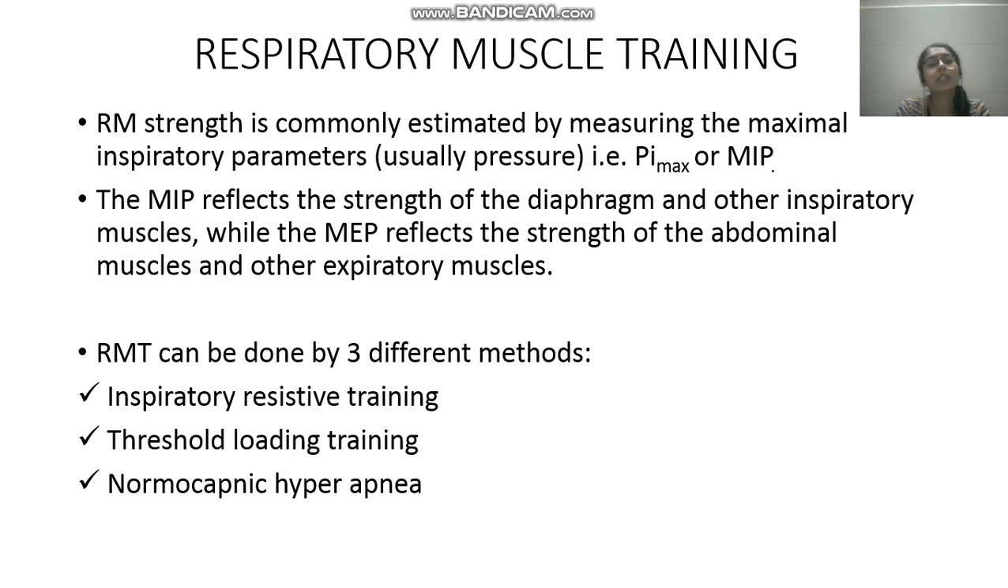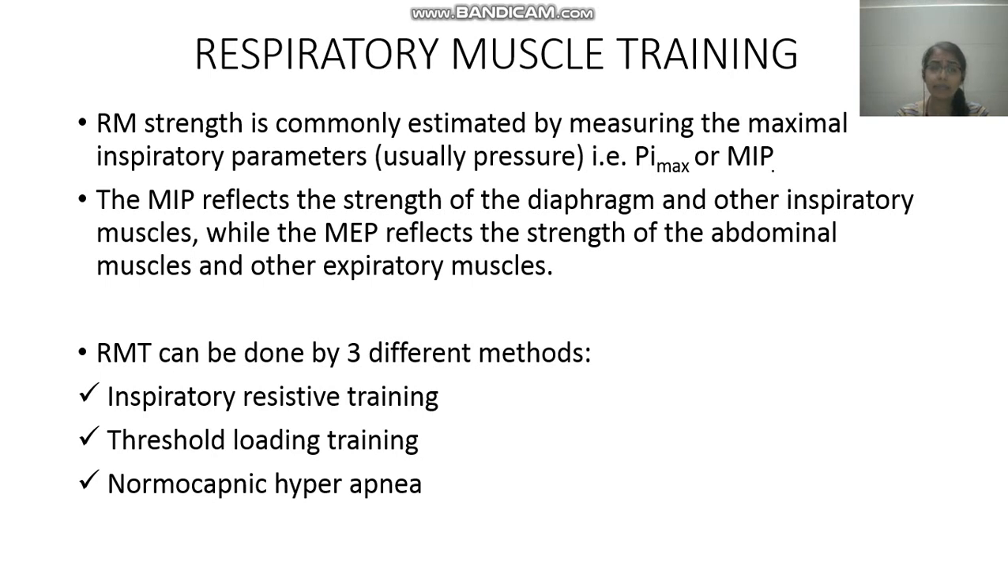Same way we have PI max or MIP, that is maximal inspiratory pressure, which helps you to determine the strength of the respiratory muscle. It also helps you to train the respiratory muscle to its maximum. MIP will reflect the strength of the diaphragm and other inspiratory muscles, while MEP will reflect the strength of abdominal muscles and other expiratory muscles like the intercostals.